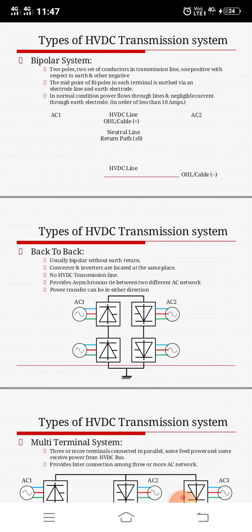Then we have to see another topic, the back-to-back connection. This is nothing but usually bipolar without earth return. It has two converter stations. One is converter 1 AC1, another one is converter 2 AC2. The AC1 acts as a converter of inverter. AC2 acts as a converter of rectifier. Those two converters, rectifier and inverter, are located at the same place. Between both these converter stations there is no HVDC transmission line or link, because it has to provide an asynchronous tie between two different AC networks. So power transfer can be in either direction.